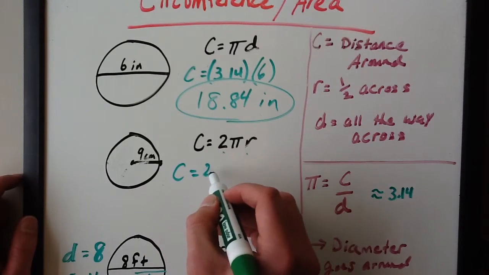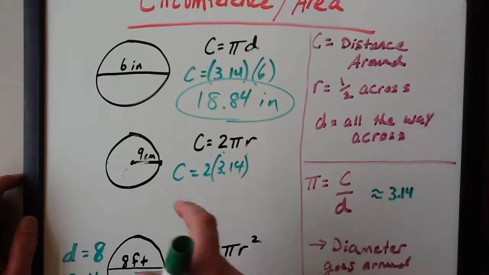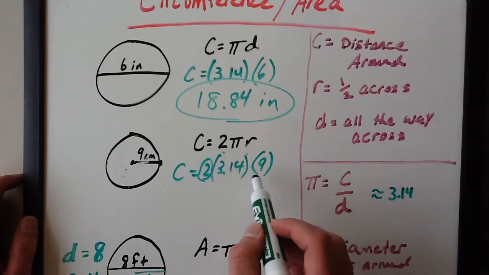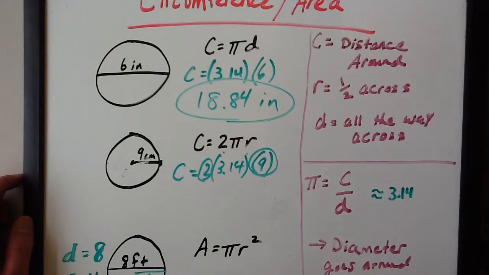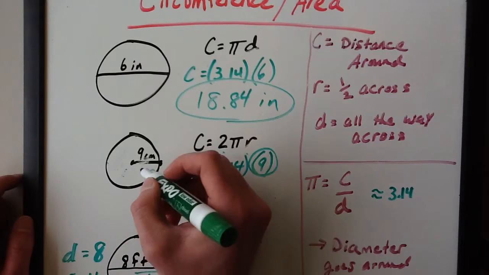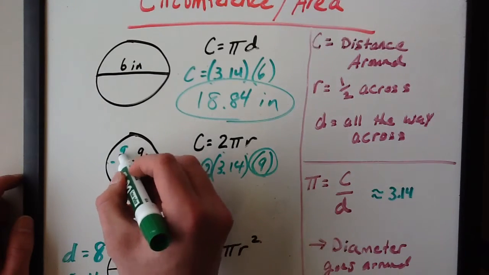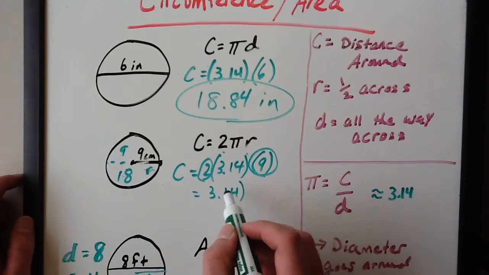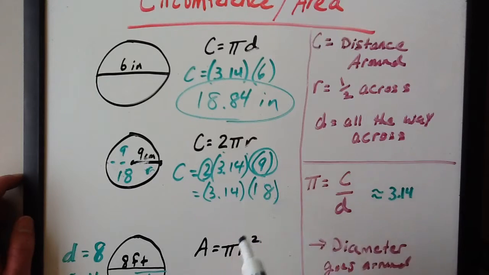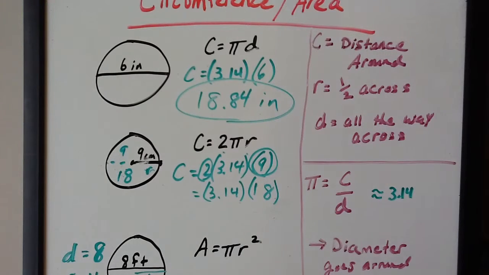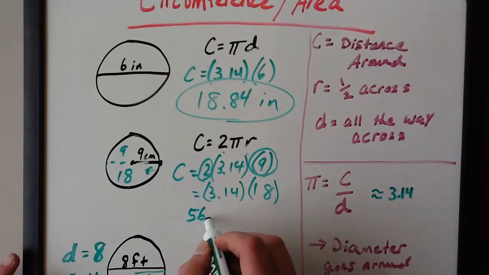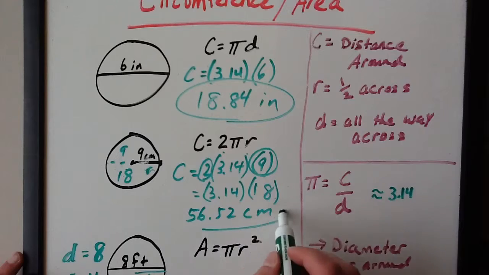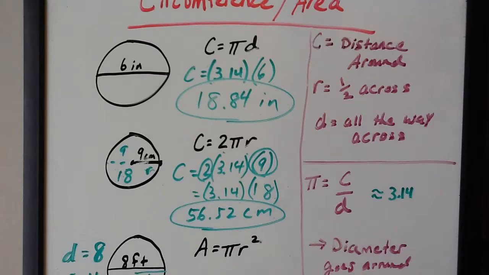So here the circumference is equal to 2 times pi, which is 3.14, times the radius, which is 9. Okay, so as you can see here, I have 2 times 9, which is 18, right? So if the radius is 9, the diameter would be 18. So this is essentially the same thing as 3.14 times 18, which would be the diameter. So pi times diameter would give me 56.52. And here my units are centimeters. That is the circumference, or the distance around the circle.